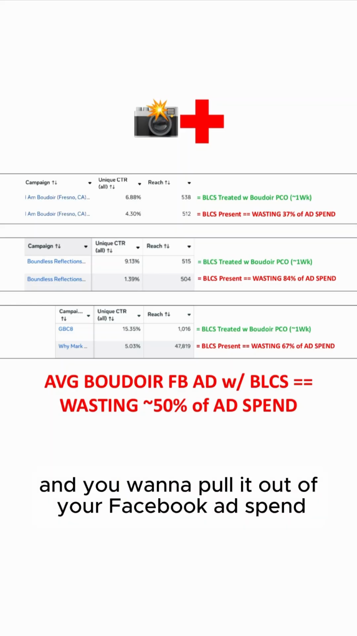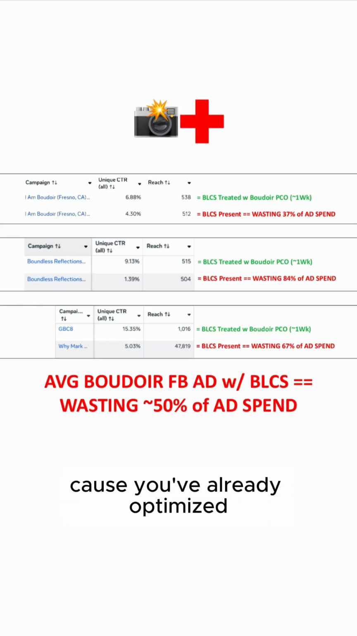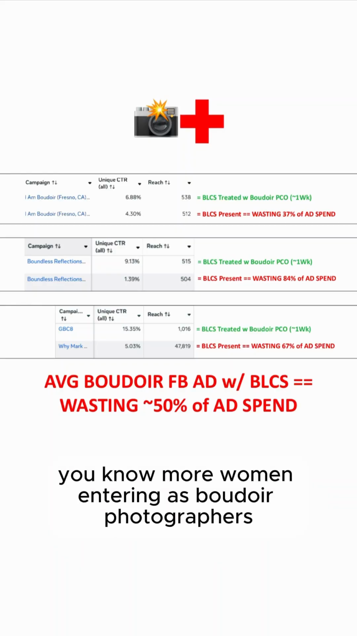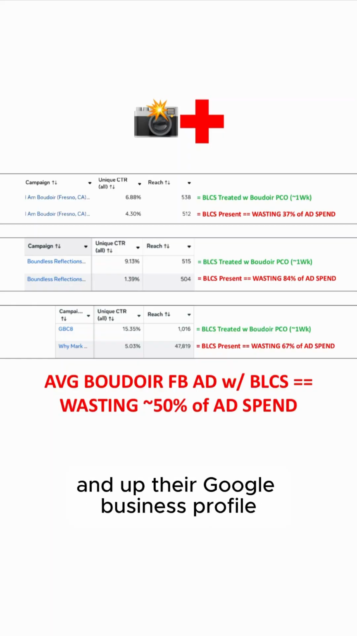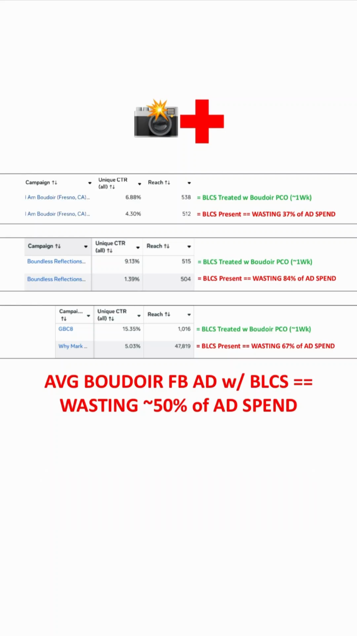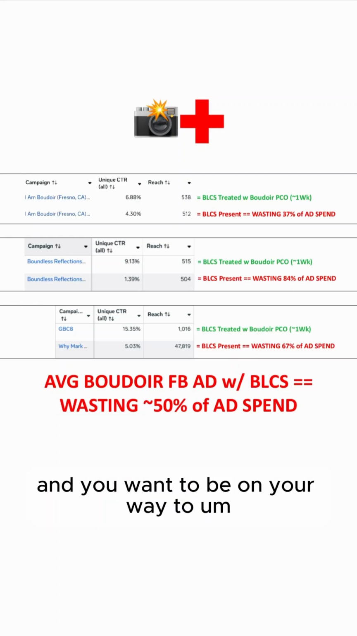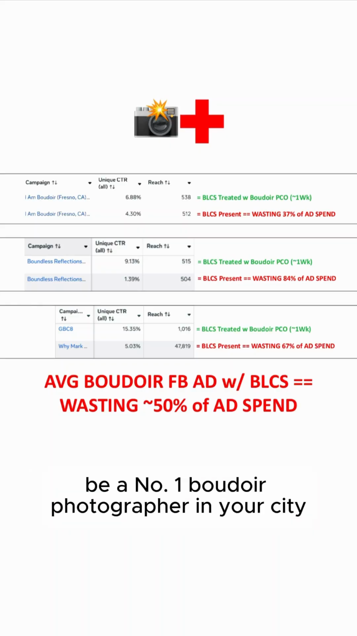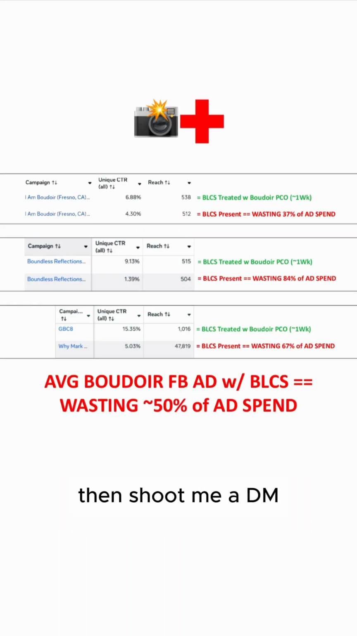And you want to pull it out of your Facebook ad spend because you've already optimized a bunch of other parts of your business, but you're ready to optimize this because you see more inflation, more women entering as boudoir photographers, setting up their Google business profile, so the market's going to get more and more saturated, and you want to be on your way to being the number one boudoir photographer in your city. Then shoot me a DM.